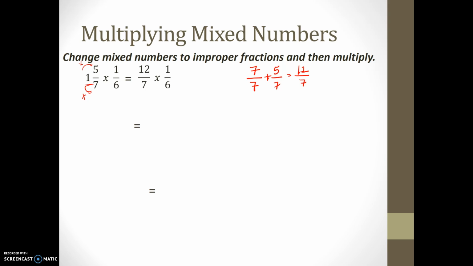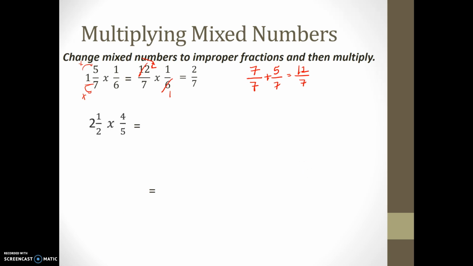Okay, so now we have 12/7 times 1/6, and then we can cross-cancel. We can divide both of those by 6, and we get 2 up there and 1 in the bottom. Now we've got 2 times 1 in our numerator and 7 times 1 in our denominator, and we're going to end up with 2/7.